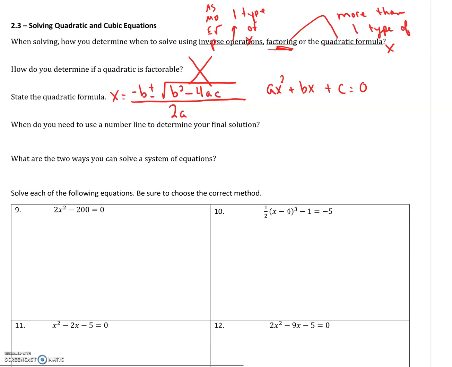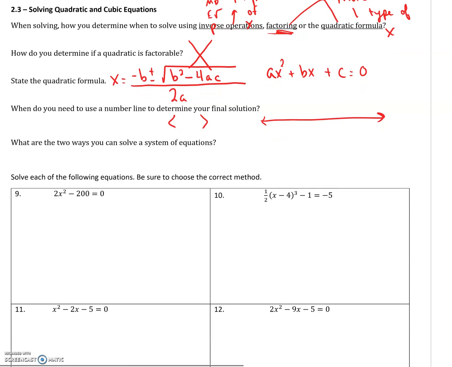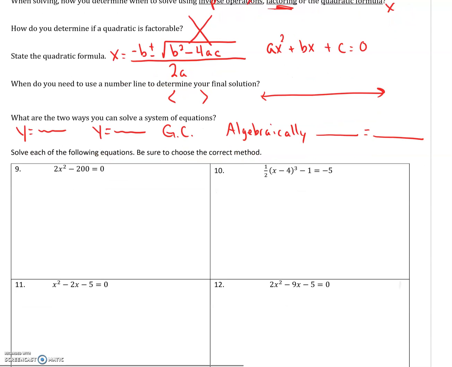When do you need to use a number line to determine your final solution? When you see that alligator, you need to see where your alligator is happening. And what are the two ways to solve a system of equations? In the first chapter, we used our graphing calculator, and here we're going to solve it algebraically. And we just did 2 of these on that page the other day. You'll want to make sure that both problems are in the form y equals everything, and then you can set the 2 equations equal to each other. All right, so let's just walk through some of these, see how they go.